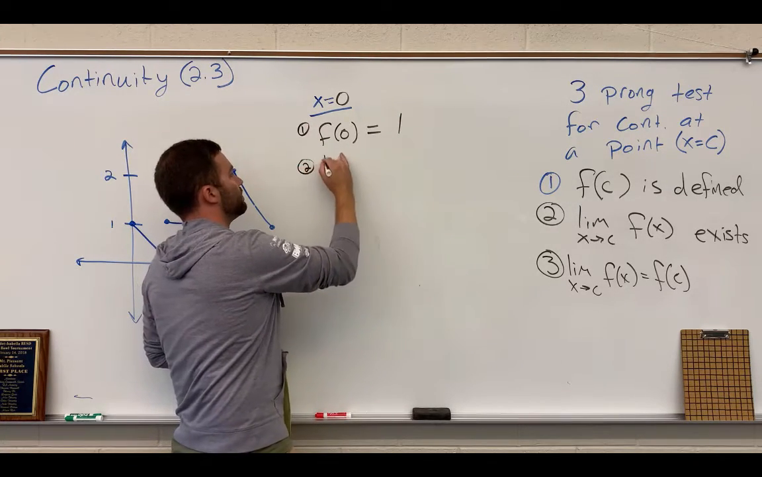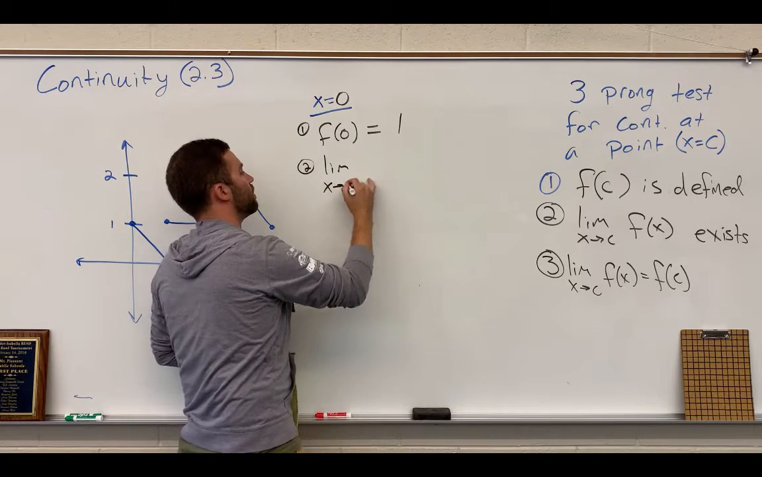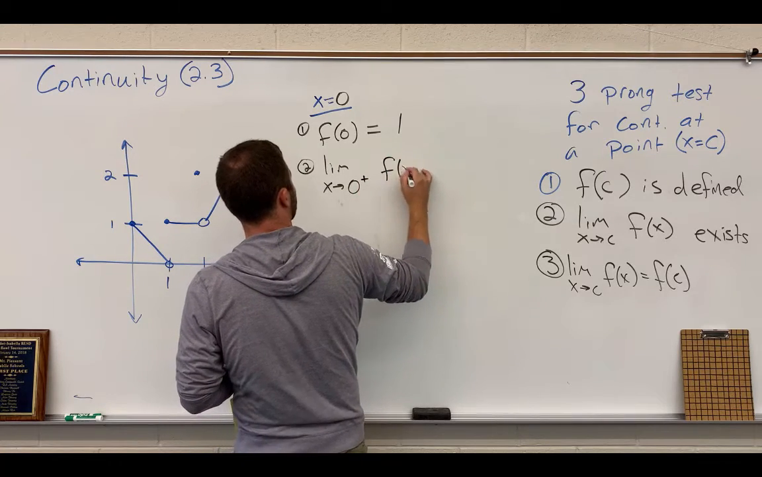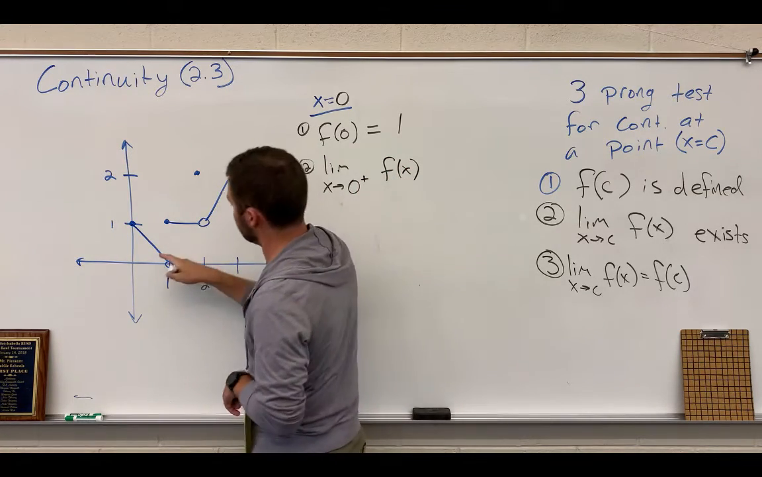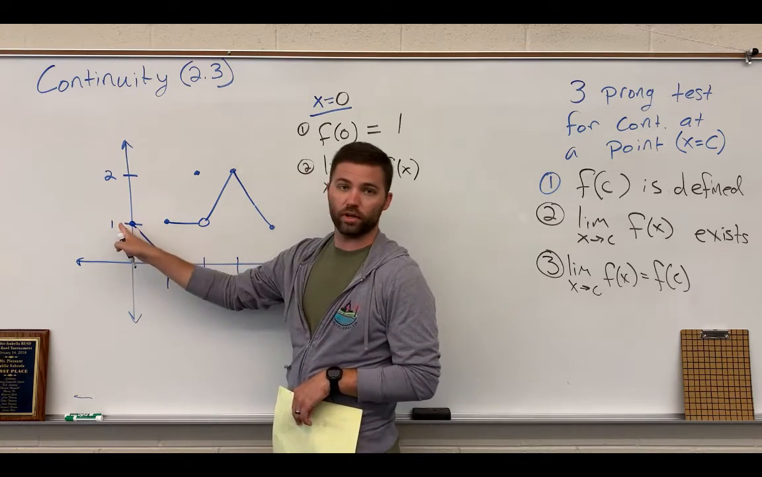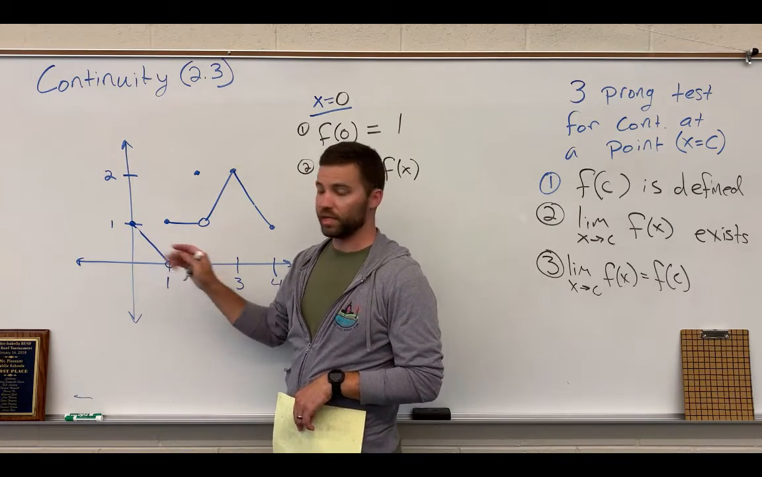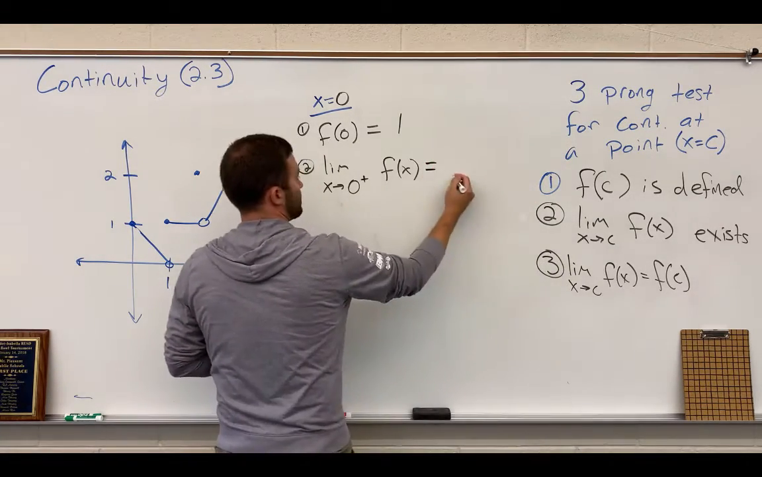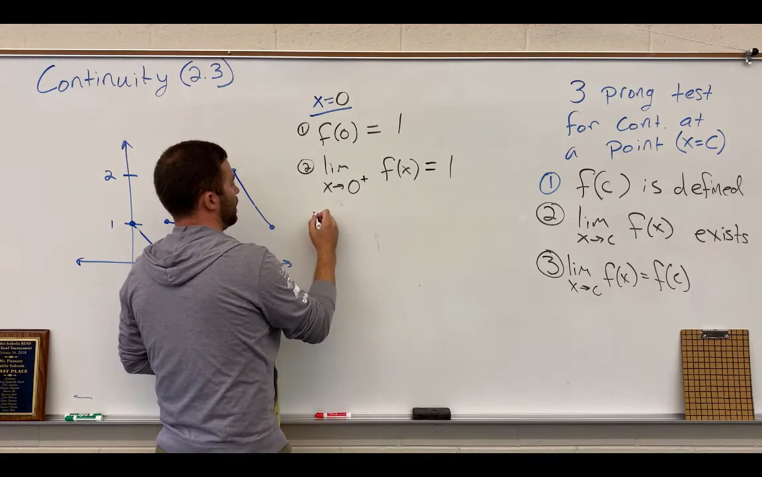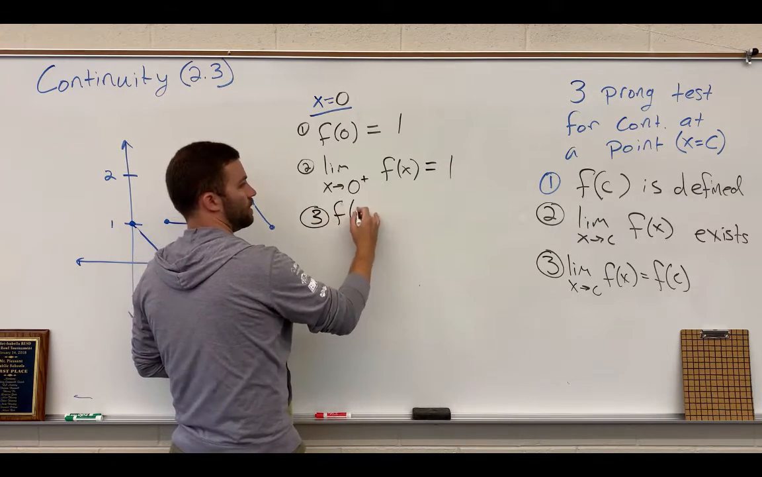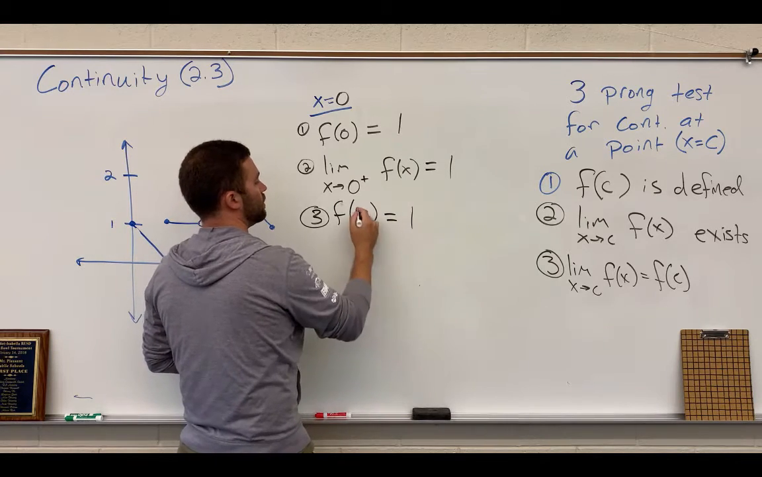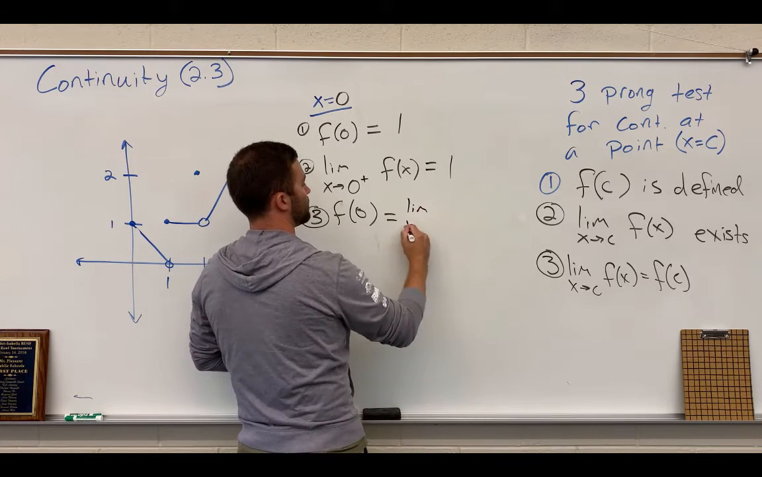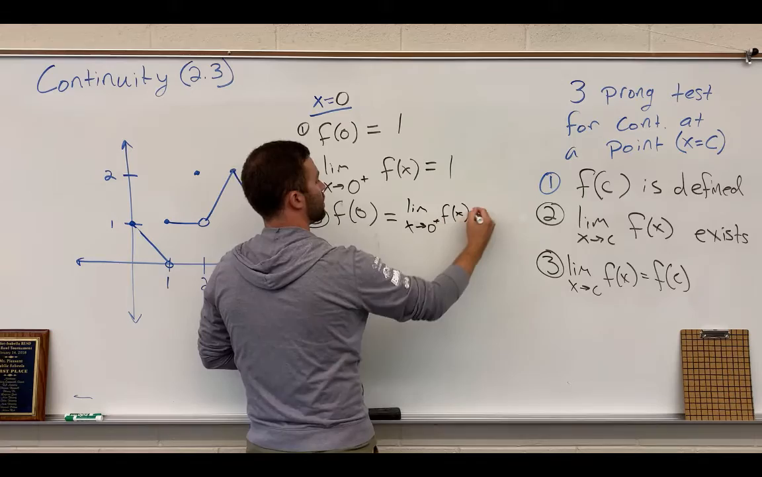Prong number 2, does the limit as x approaches 0 from the right, so from the positive side of the function, does that exist? Let me check. Yes, it does. Okay, so if we're checking a left endpoint, we check the right-hand limit. When we're checking a right endpoint, we check the left-hand limit. That's the only difference. So this does exist and it equals 1. And 3, f of 0 is equal to 1, which is equal to the limit as x approaches 0 from the right. All of that's equal to 1.